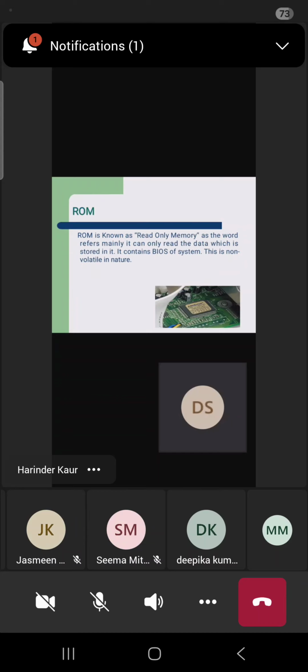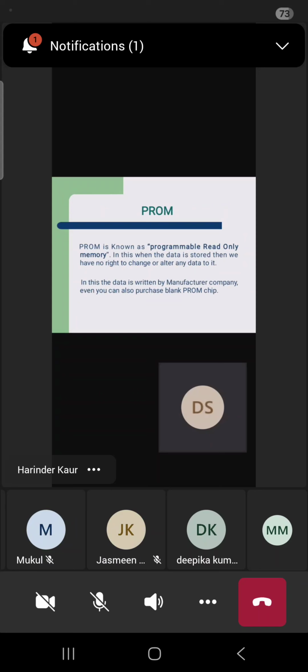So next, there are the three types of ROM, that is PROM, EPROM, double EPROM. So first of all, PROM. PROM is known as programmable read-only memory. So in this, we have no right to change or alter any kind of data.